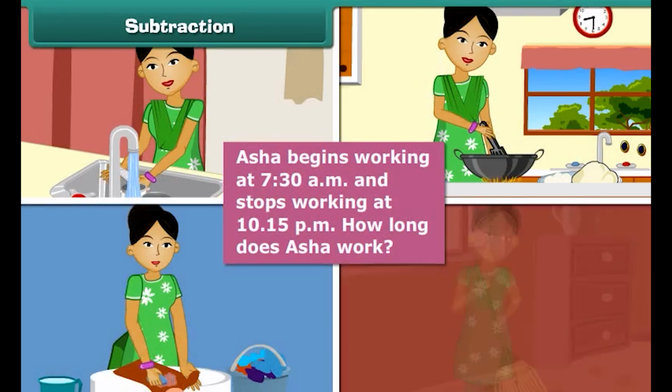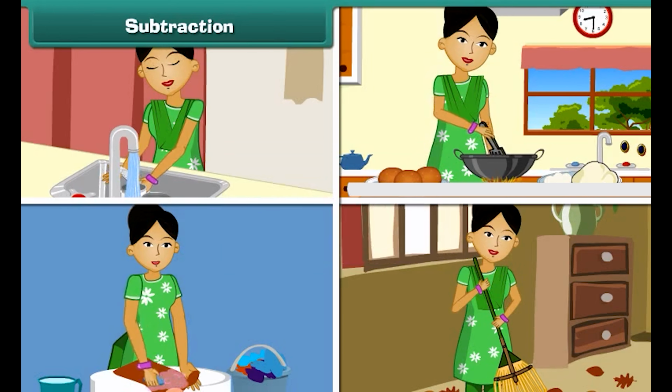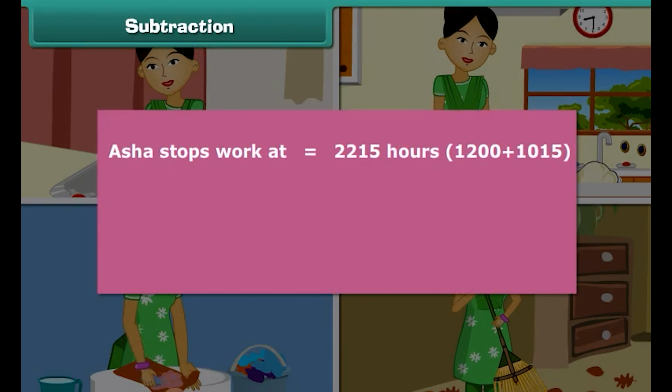Asha begins work at 7:30 a.m. and stops working at 10:15 p.m. How long does Asha work? We first express the times according to the 24-hour clock. Asha stops work at 22:15 hours, that is 1200 plus 1015. Asha begins work at 0730 hours.